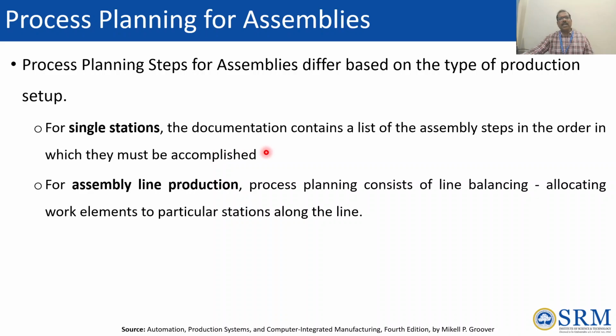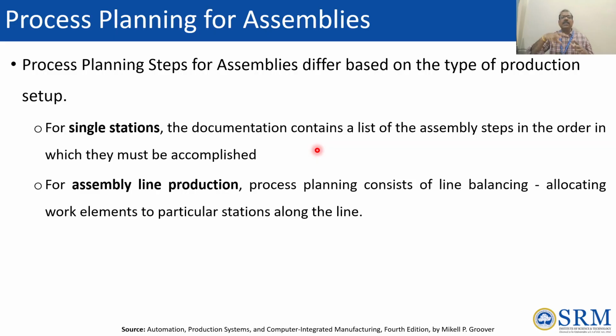For single station, the documentation contains a list of the assembly steps in the order in which they must be accomplished. Like in one particular station, one person, like a mobile phone assembly or some simple assembly, a simple component with 4 or 5 components, we can stand in one place in a single station and assemble. But the documentation should be there. First put this component A, then components B, C, D, E, or in which order it should be, like orientation, it should be assembled. Everything will be documented. So in a single station itself we are able to do it.